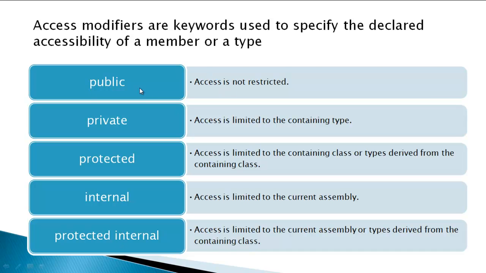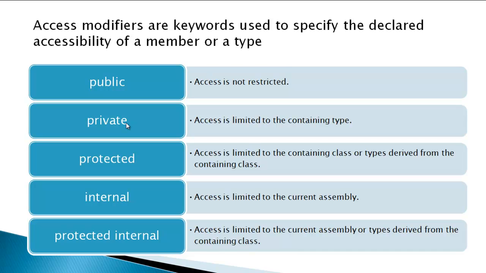If you declare a member as public, there will be no restriction over visibility. It will be visible everywhere. While private will restrict your member to the class itself in which it is declared. The protected access modifier will give you visibility for that member inside the class where it is declared, as well as derived classes of that particular class.